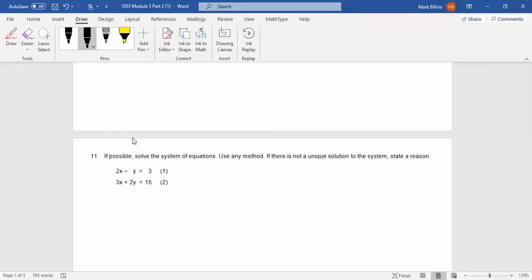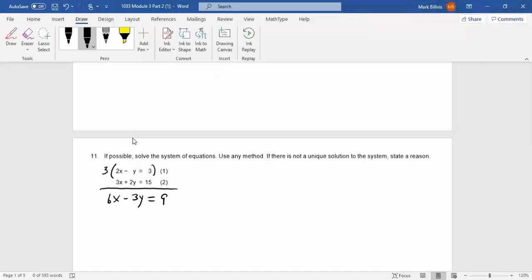So I look at 2 and 3, and the common multiple, not factor, multiple of 2 and 3 is 6. So I need to multiply the first equation in order to make the coefficient in front of x 6. So I'm going to multiply that equation by 3. When I do that, that gives me 6x minus 3y equals 9, because I multiply everything.